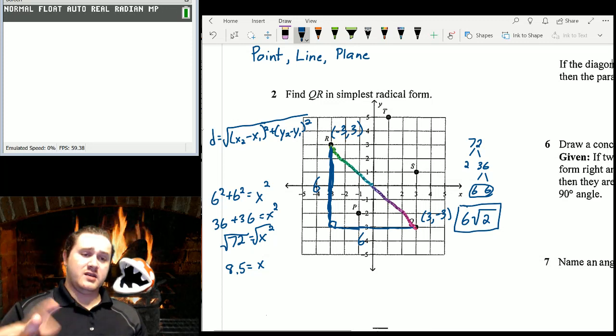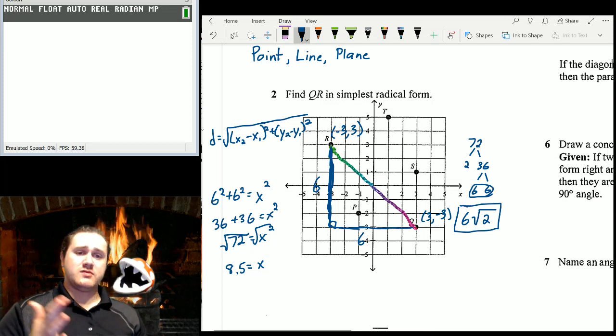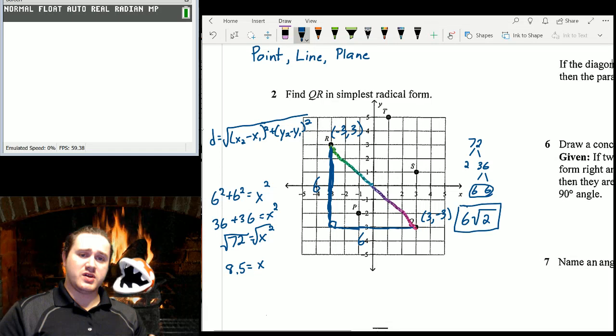Now again, you don't necessarily have to be able to do that because on multiple choice you can plug in and see which one it is. Now if you have the option of square root of 72 and 6 square root 2, they would both give you the same answer, but the idea on this is you should be able to realize which of those is actually simplest radical form.